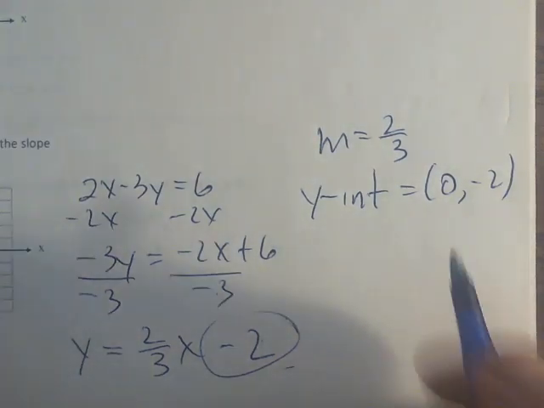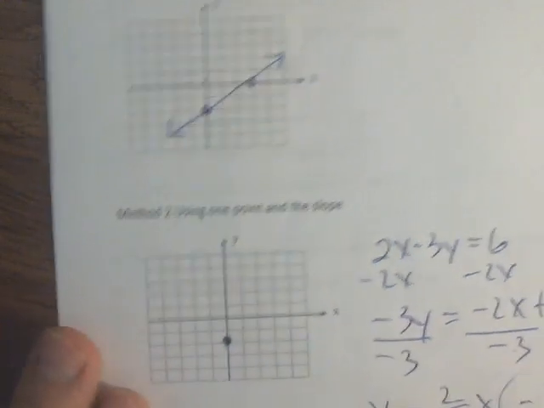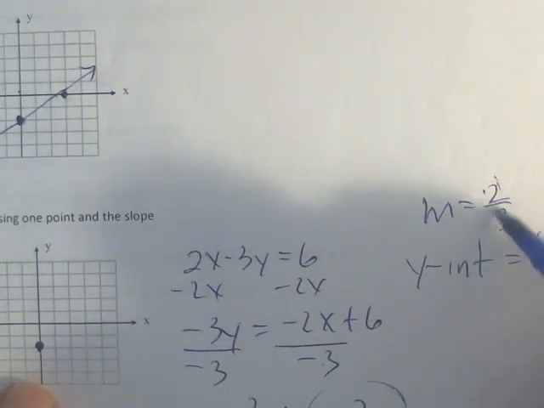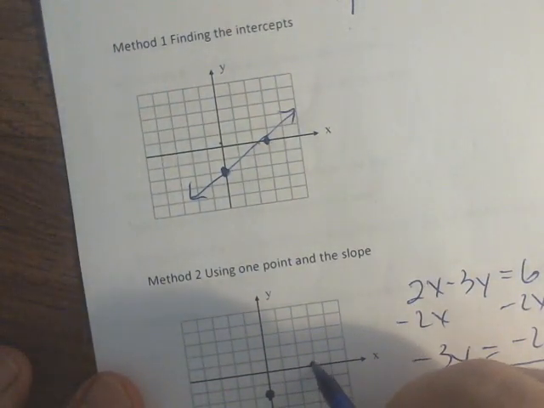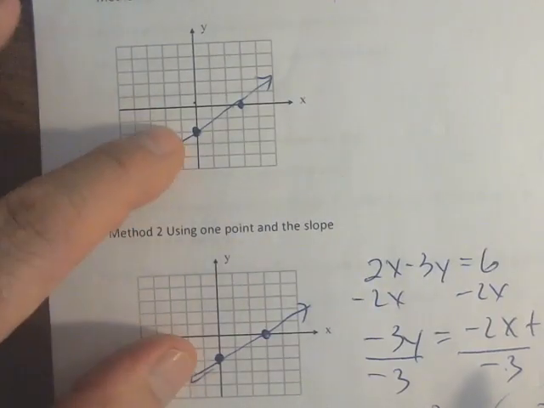So I'm going to plot this point at 0, -2. And I'm going to use my rise over run to find a second point. So rise, if it's positive, it's up 2, and run, if it's positive, is right 3. So up 2, right 3. And it's exactly the 2 points we found the intercept way.